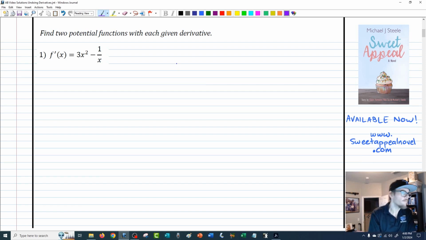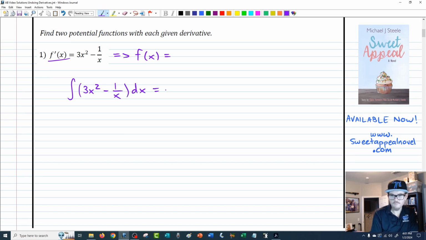So let's see what we have here. First of all, our goal is we want 2 potential functions with each given derivative, and since we are given f prime of x, that means we're effectively trying to figure out what are some functions f of x that have this as their slope function. One way you could think about this is to use the notation for an indefinite integral. That's the same question we're asking here. We want to know what function has derivative 3x squared minus 1 over x.